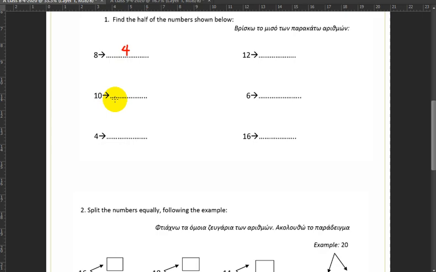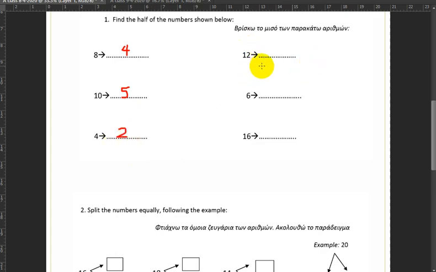Let's try 10. 1 and 1 makes 2, 2 and 2 makes 4, 3 and 3 makes 6, 4 and 4 makes 8, 5 and 5 makes 10. So the half of 10 is 5. Let's do 4. 1 and 1 makes 2, 2 and 2 makes 4. So the half of 4 is 2.